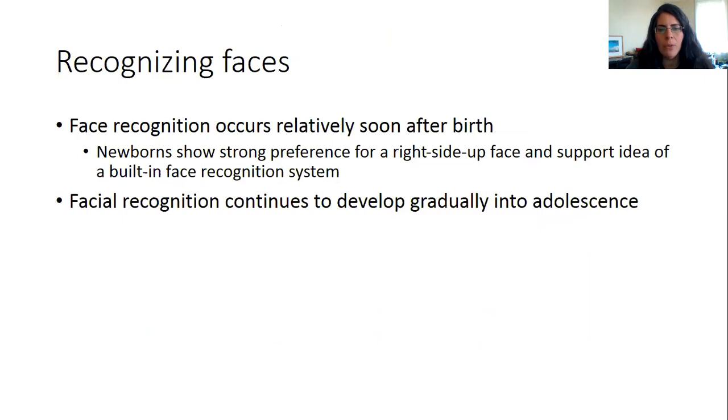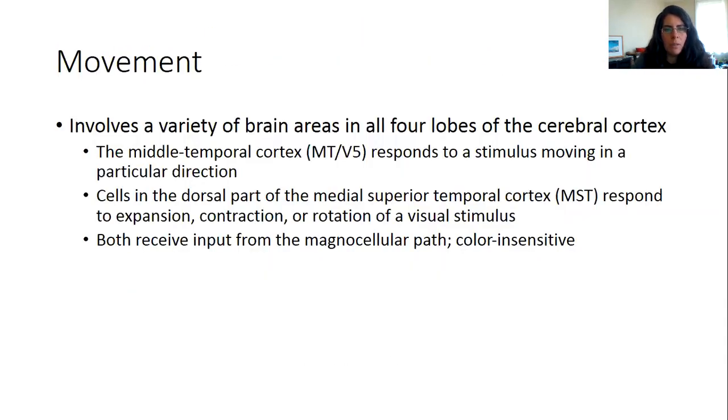Facial recognition continues to develop up into adolescence, or our ability to recognize faces. I have found it really interesting, the relationship between my MS, which attacks my optic nerves and limits my contrast sensitivity. It actually makes it harder for me to see faces and recognize faces, and that has impaired my ability to recognize people and remember names and just have more information to put with faces. Quite interesting.